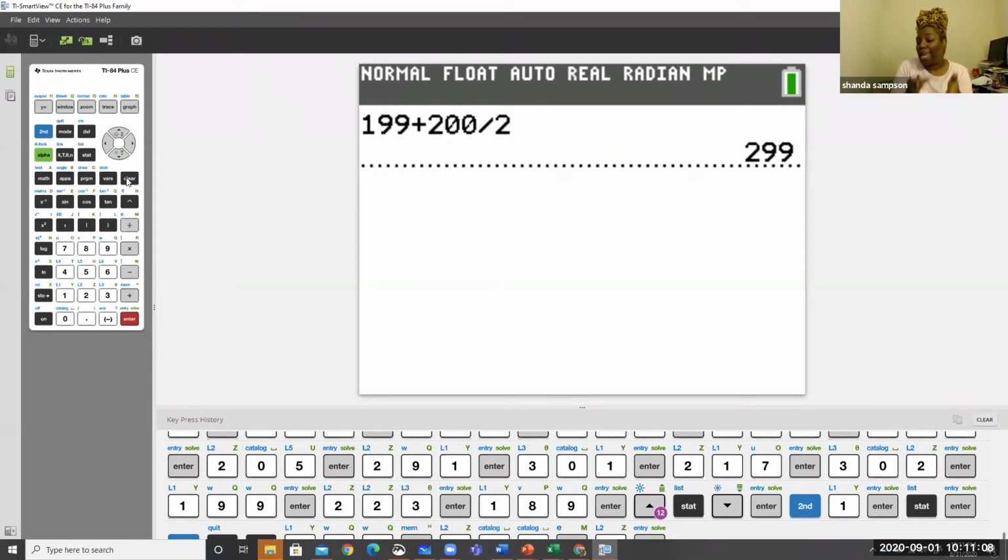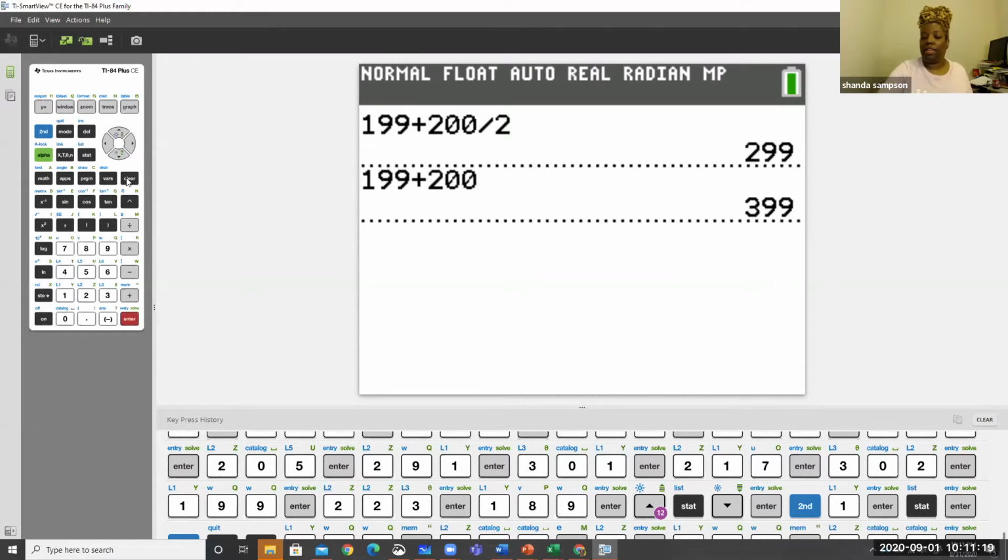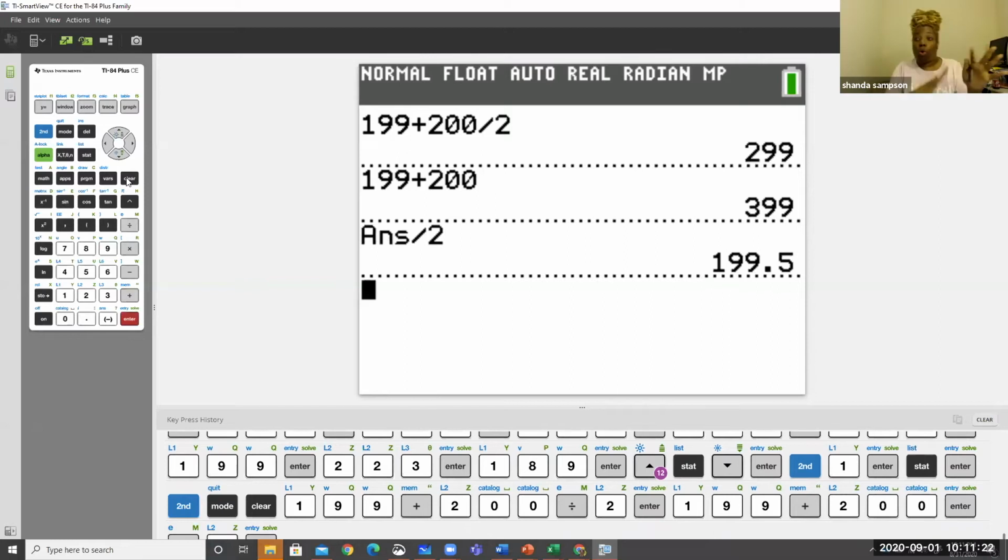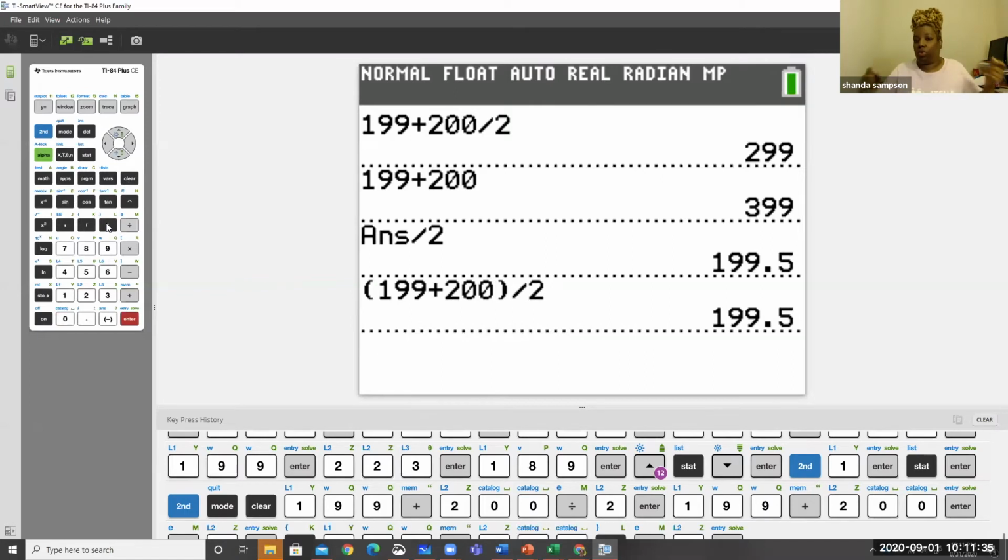If you put it in that way, then it's going to be wrong. So you have 2 choices. Choice number 1 is to just do 199 plus 200 and then hit enter and then divide it by 2. We got an answer. Or you can do the parenthesis: parenthesis 199 plus 200, close that parenthesis, and then divide that by 2. Either way, you get the right answer. You don't get the wrong answer like 299. Okay, enough with that commercial break. So that's going to be 199.5, right?